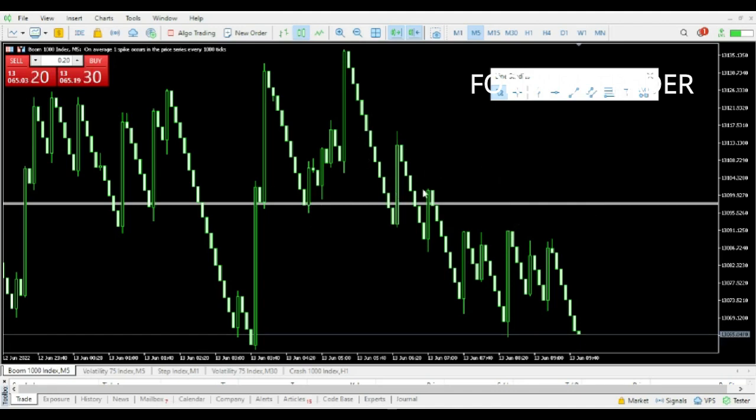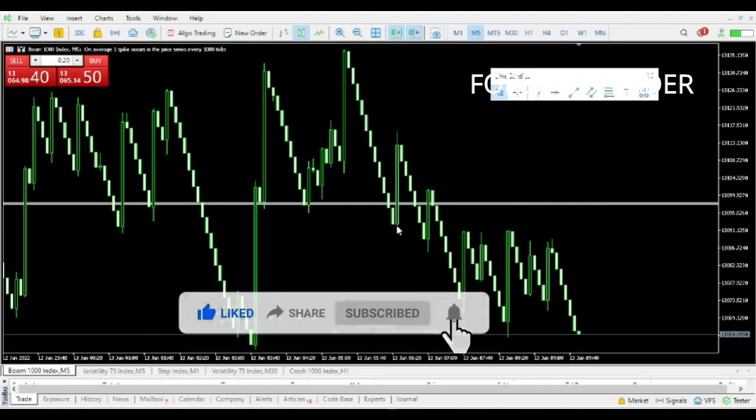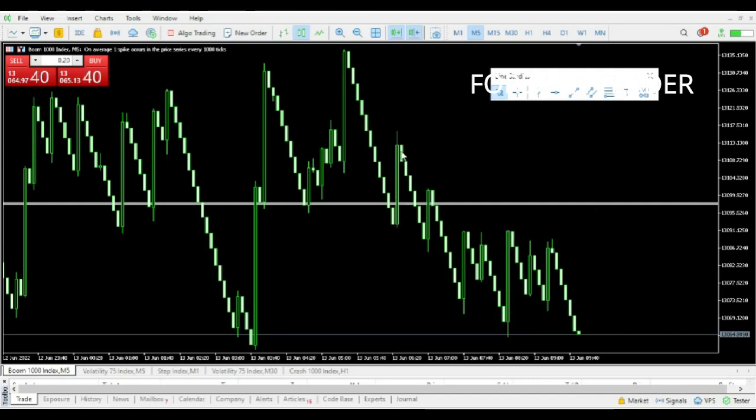So how are we going to trade this? We are going to try and catch this candle after a spike. That's what we want to do. A candle after a spike. That's what we're going to try to do. So let's go to Fxdreema.